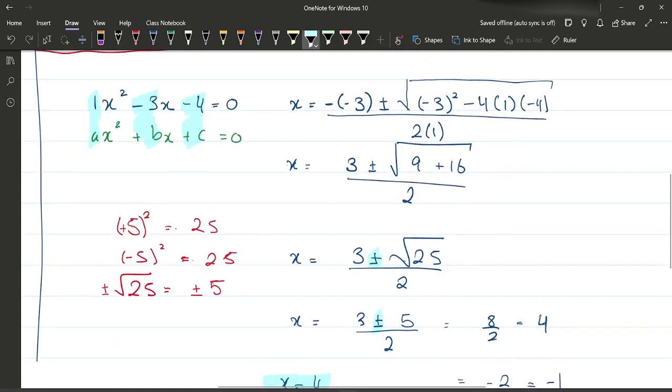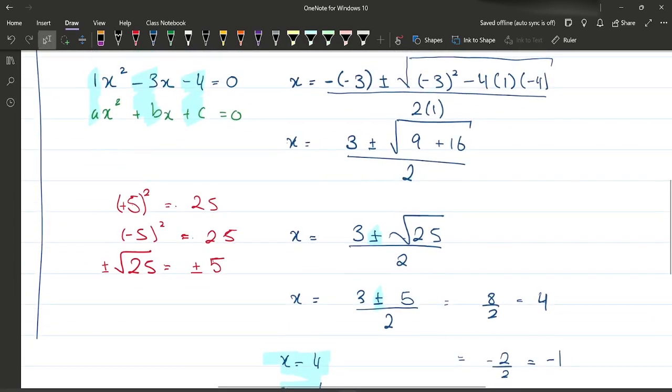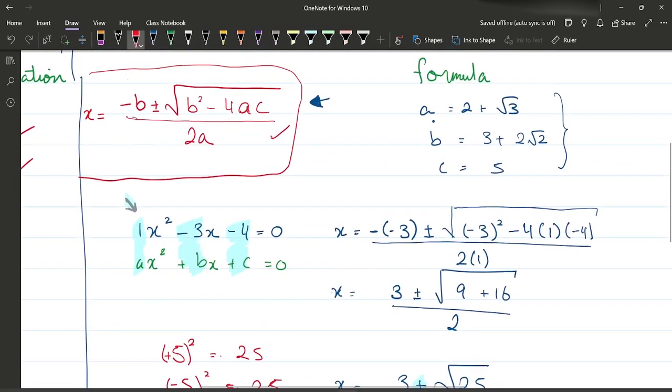You can check this by putting x all the way here. The only problem you might have is maybe simplification or memorizing this formula.